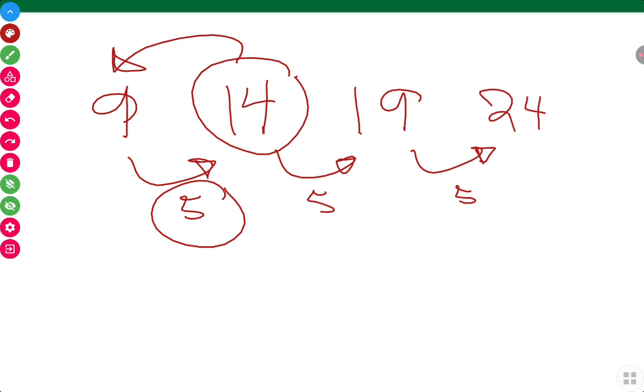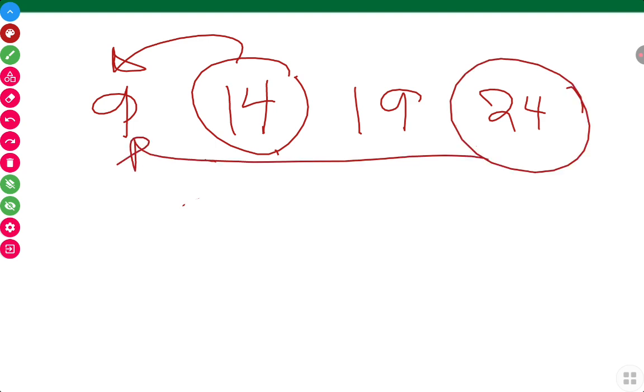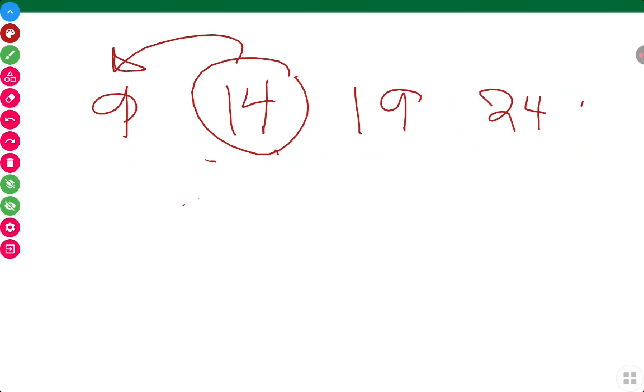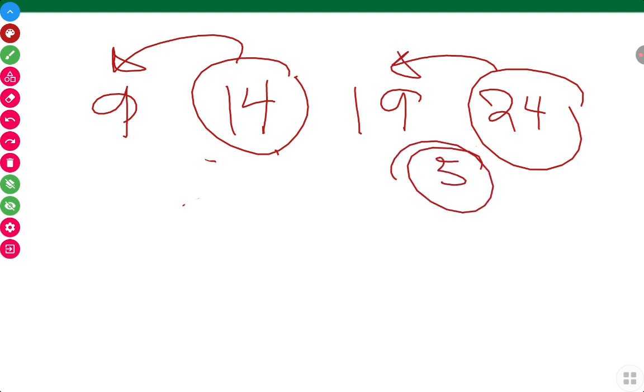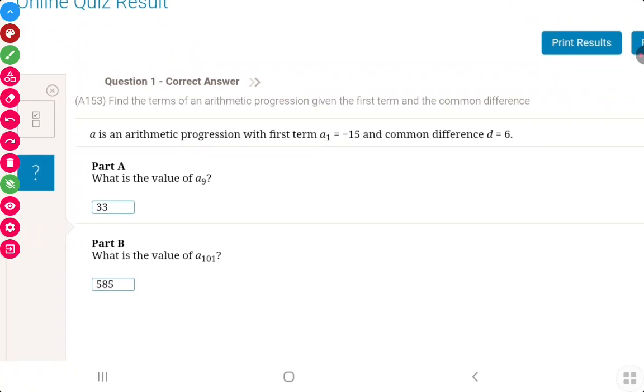So if I didn't know what the common difference was, if I didn't know that it was 5, how would I find it? I would subtract any number by the number before it, but it has to be the number directly before it. I can't do 24 minus 9. No, I can only do 24 minus 19. 24 minus 19 is 5, so the common difference is 5. 14 minus 9 is also 5, so the common difference of this sequence is 5. So that's what an arithmetic progression is.